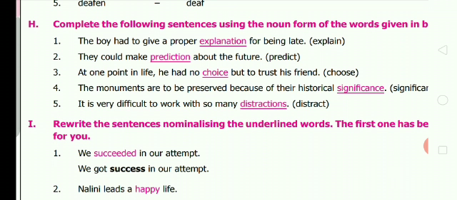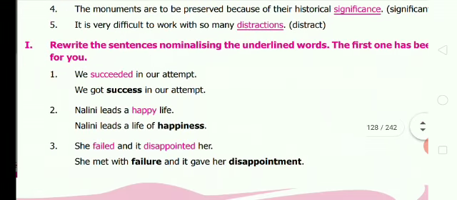Okay, first one is done. We succeeded in our attempt. That means we got success. Succeeded is verb. Success is noun. We got success in our attempt. Without changing the meaning, this must be done. Second one. Nalini leads a happy life. Nalini leads a life of happiness. Happy is adjective. Happiness is noun.